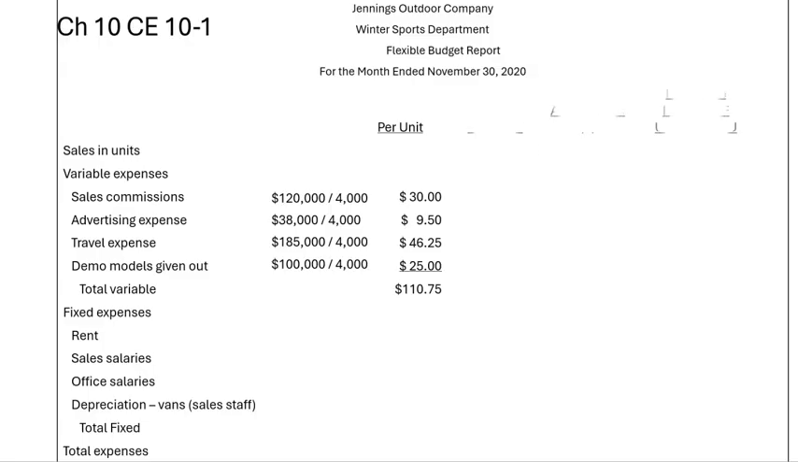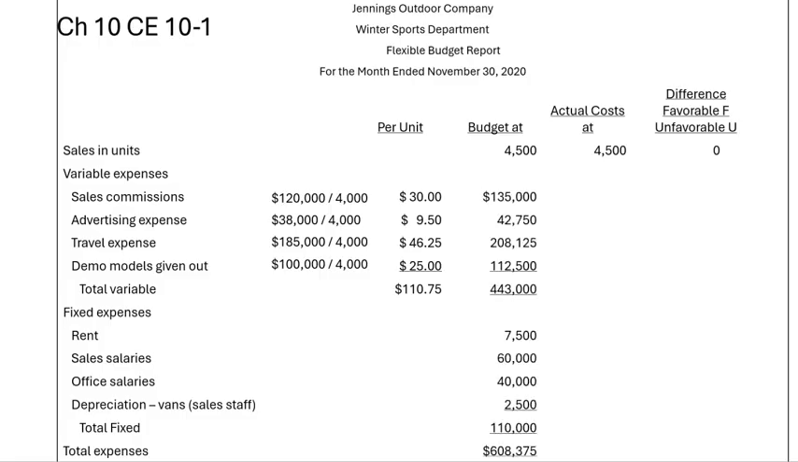Once we have that, we can create the budget at 4,500 units because that's what our actual was at, 4,500, and that'll give us zero variance in the number of sales units. So we're going to be at the same budget unit level, and then compare costs based on that. To get the budgeted expenses, we're going to take the per unit cost for the variable expenses times the new budget level of 4,500 units, and then we keep the fixed expenses the same. They're fixed. It's not going to change with our change in volume.